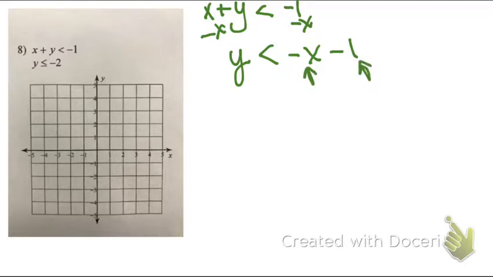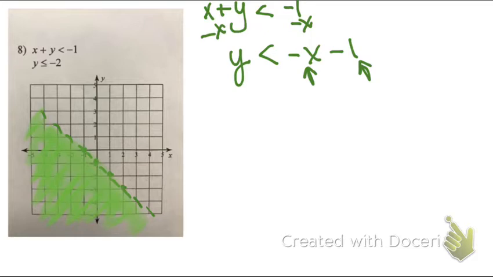Both of them are negative 1. So I'm going to plot my intercept here. And my slope is negative 1, so it's going to slant down. And remember that since it's less than but not equal to, it does not include the actual line itself. So it's a dashed line. And it's less than, so it's these values below. Okay, it's all those values below.